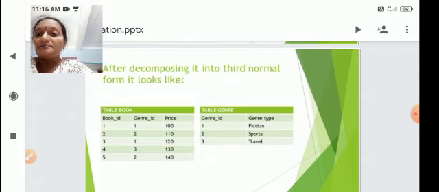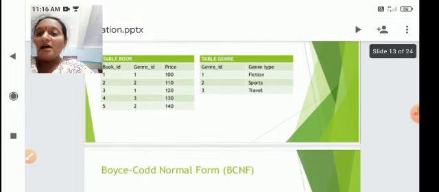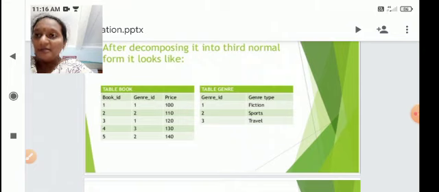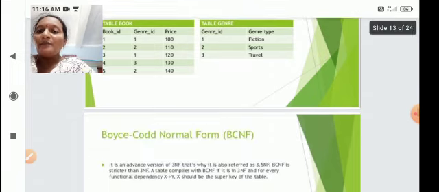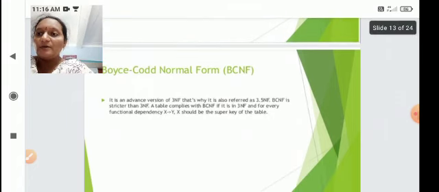So this table is in second normal form. It satisfies all the conditions of third normal form. We are removing the transitive dependency, and these two tables are in second normal form. Another normal form is Boyce-Codd normal form.